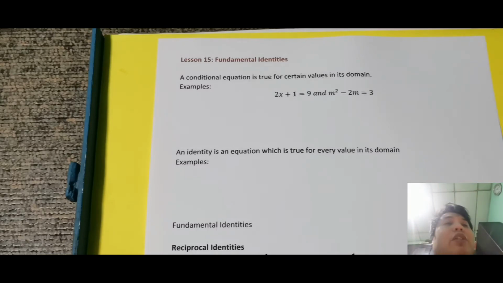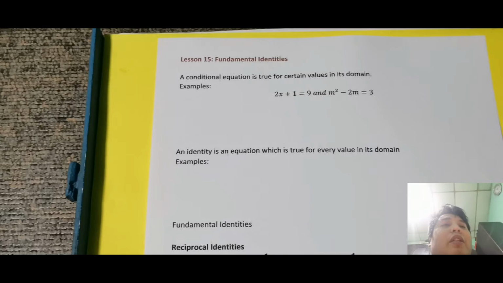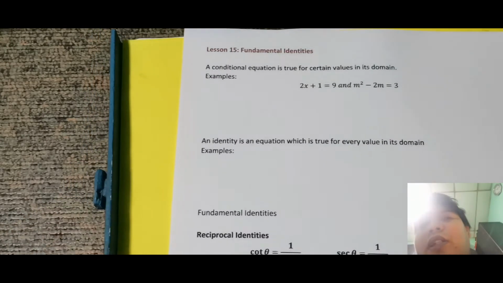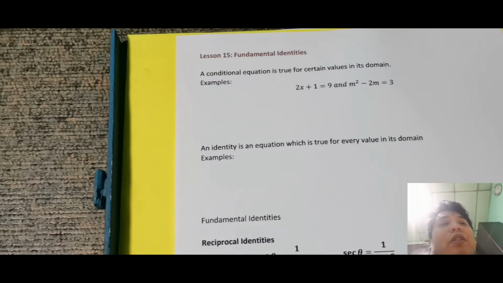So una, a conditional equation is true for certain values in its domain. So example, 2x plus 1 is equal to 9 and m squared minus 2m is equal to 3. So again, i-isolate lang natin yung mindset natin sa ano yung conditional tapos ano yung identity. Okay, so una, sabi nga, a conditional equation is true for certain values in its domain. And example is 2x plus 1 is equal to 9 and m squared minus 2m is equal to 3.